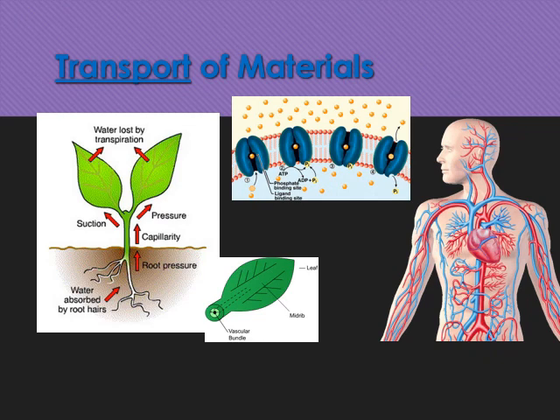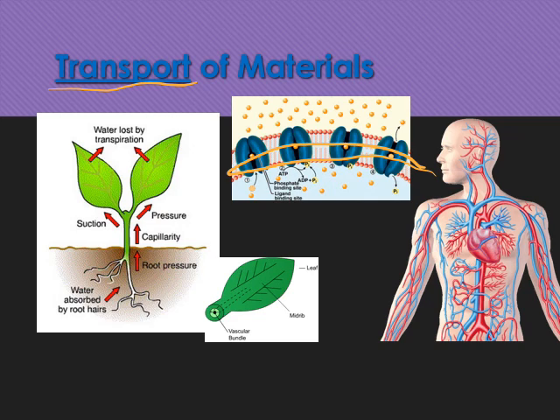Next is transport of materials. So write that down, transport. We know sometimes organisms need to move things around. Sometimes that's just across the cell membrane. This is supposed to represent the cell membrane here. Normally things go down the concentration gradient from where they're highly concentrated to where they're less concentrated, but sometimes it goes in the opposite direction, and that requires energy.